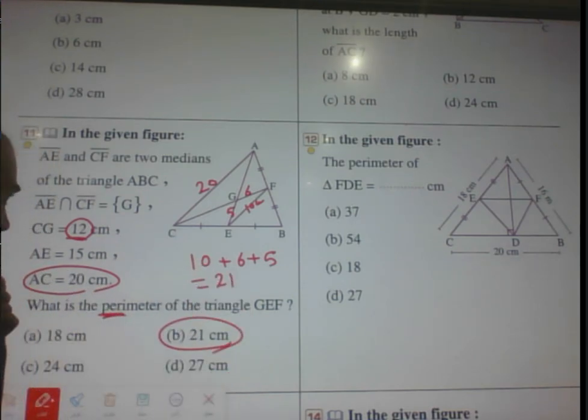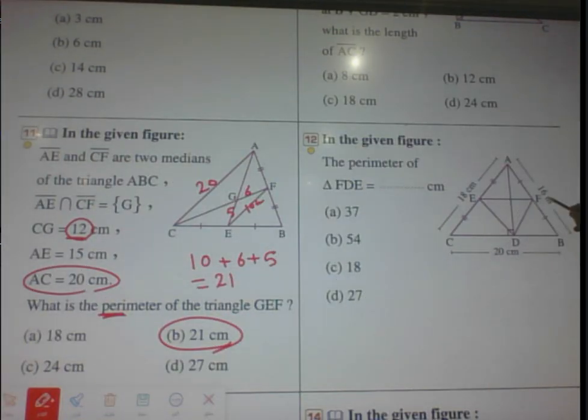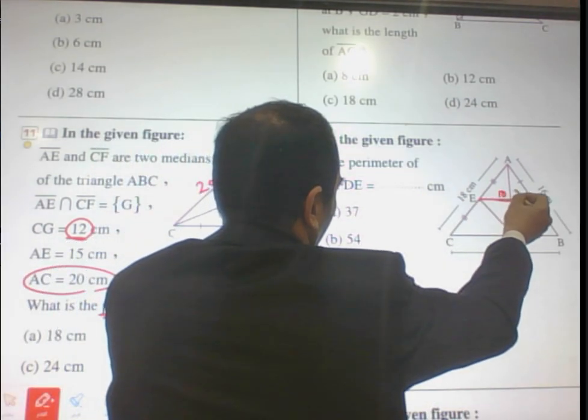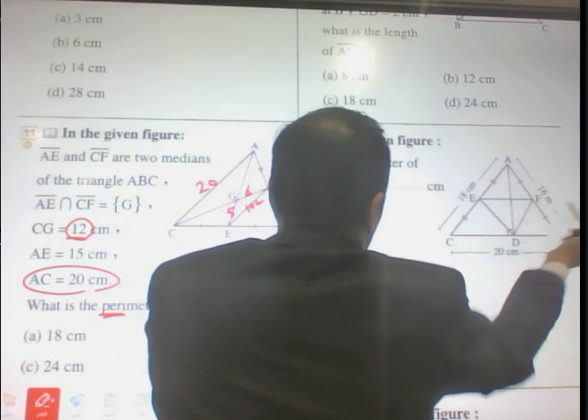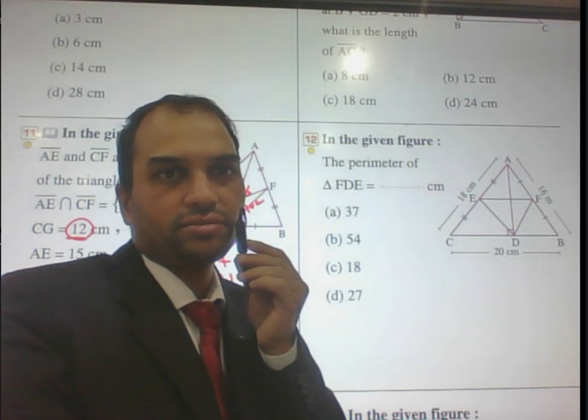Then the length will be 21 centimeters, the perimeter of this triangle. And next question. Look at here. EF is the mid segment. The length of EF will be half of the opposite side. Half of 20 will be 10 centimeters. This line segment here will be what? 10 centimeters.